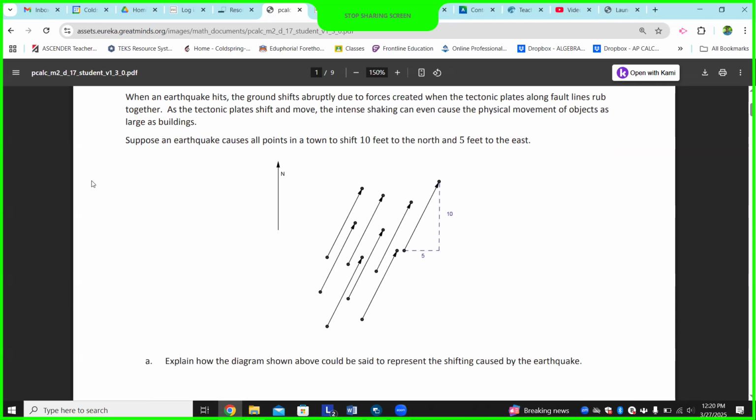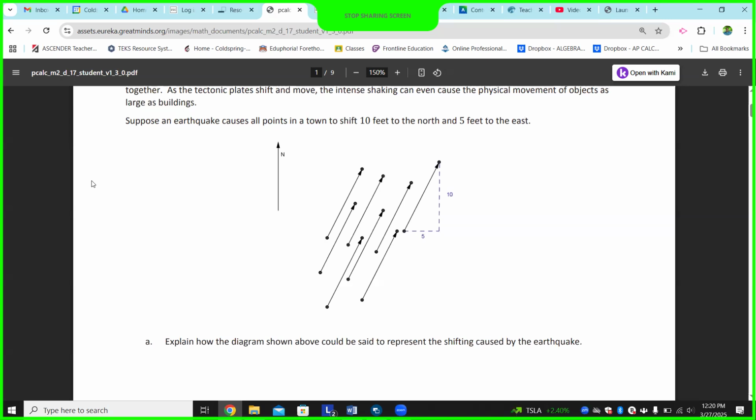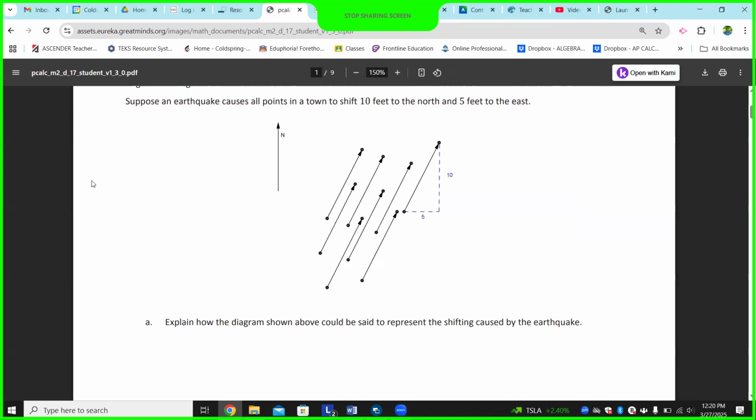Suppose an earthquake causes all these points in a town to shift 10 feet to the north and 5 feet to the east. Using this model right here, explain how the diagram shown above could be said to represent the shifting caused by an earthquake. So meaning, how would you write this out? Going from this coordinate to this coordinate.